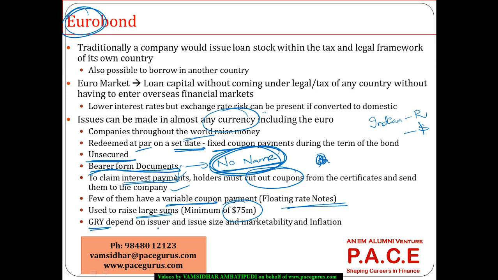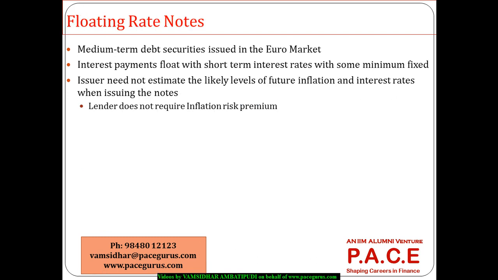And whatever the gross redemption yield, which is the expected return that you can get, it is purely based on the credit quality of the issuer, the size, which is more to do with the liquidity and marketability of that in the international market, and the inflation. All these things will really influence the gross redemption yield. In some cases, it could be much lesser than when you raise the loan in your domestic market because of the less influence of a particular country's tax and legal framework or regulatory aspects on the issue.